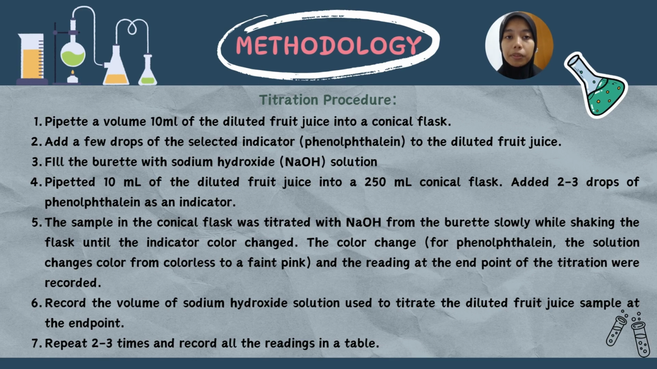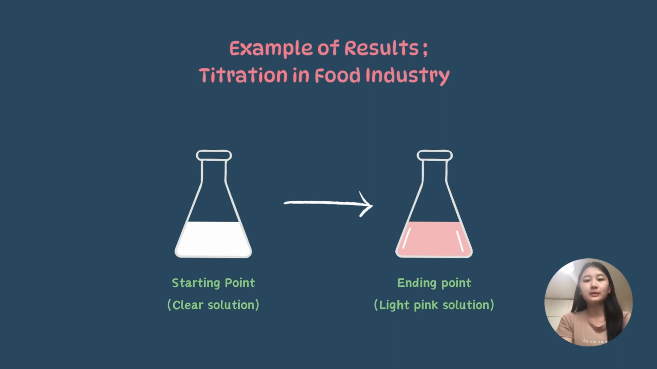The sample in the conical flask is titrated with the sodium hydroxide solution from the burette slowly, while shaking the flask until the indicator color changes. For phenolphthalein, the solution changes color from colorless to a faint pink, and afterward the reading at the end point of the titration is recorded. We record the volume of sodium hydroxide solution used to titrate the diluted fruit juice sample at the end point. Lastly, we repeat this 2 or 3 times and record all the readings in the table.